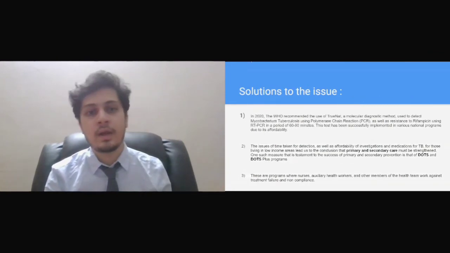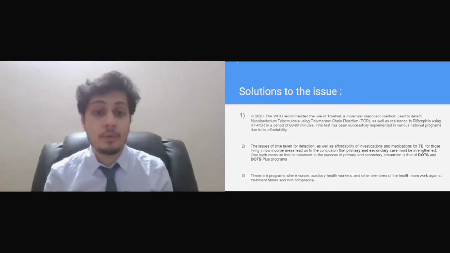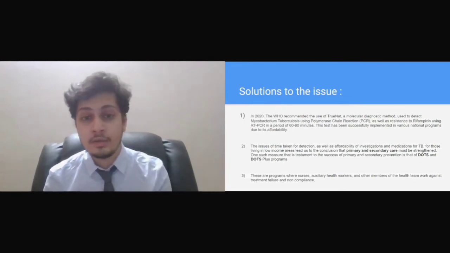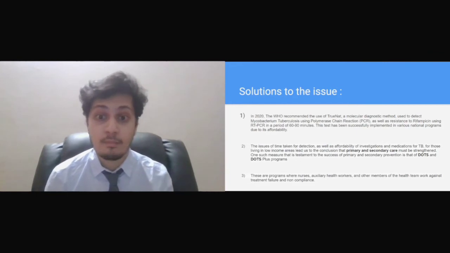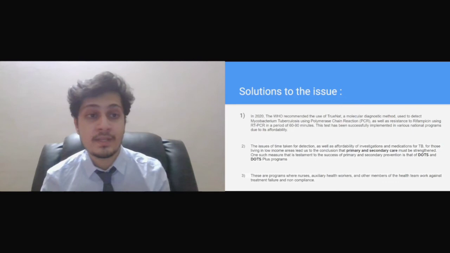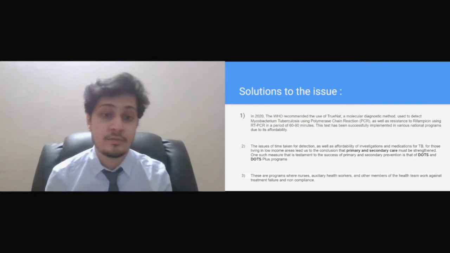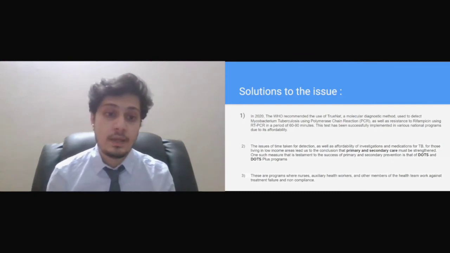Now let us look at a couple of solutions to the issue. In 2020, the WHO recommended the use of a particular method known as TrueNAT. It is a molecular diagnostic method which is used to detect Mycobacterium tuberculosis using PCR, or polymerase chain reaction. And it also detects resistance to rifampicin using RT-PCR in a period of just 60 to 90 minutes. Now here we've solved the issue of time.